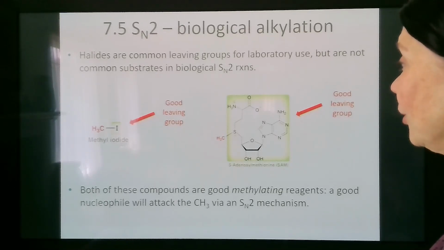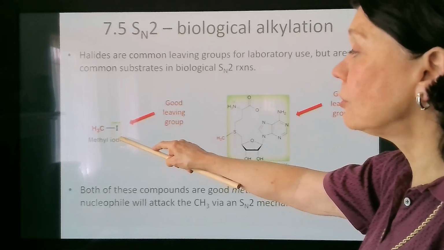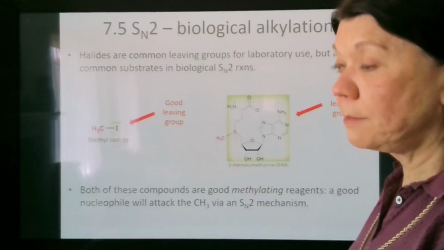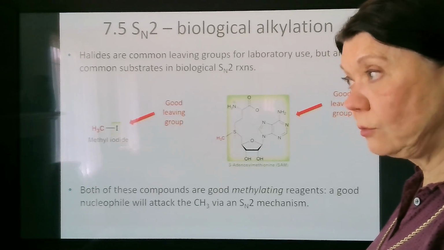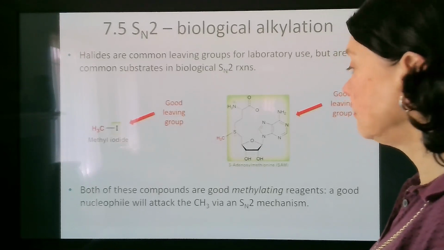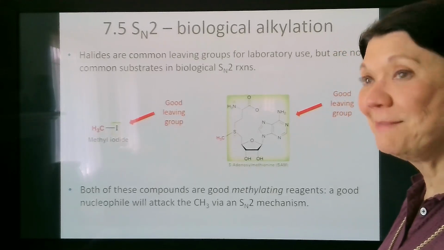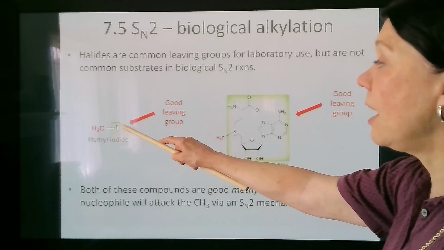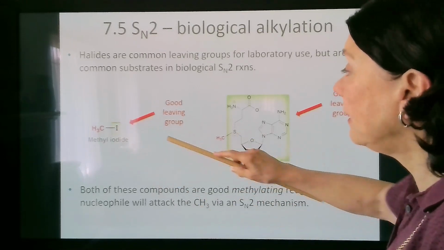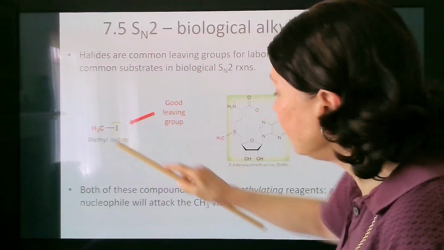Biological alkylation. Methyl iodide is the most common molecule that's used to methylate biological molecules, and I'm not talking about in the human body, I'm talking about in the lab. Methyl iodide is very commonly used because you can do an SN2 reaction: the nucleophile comes in and iodide departs.